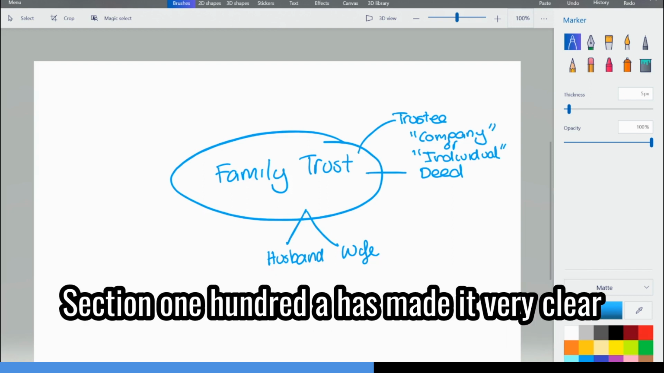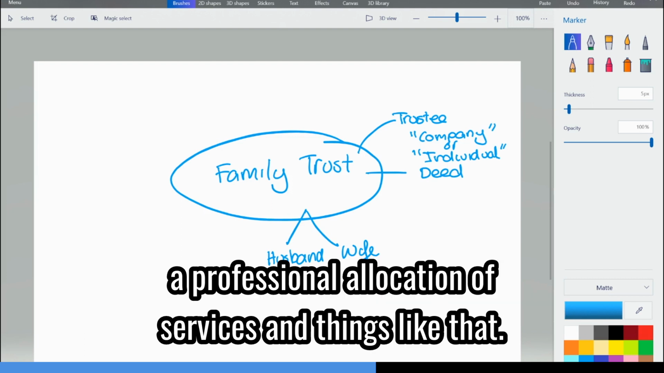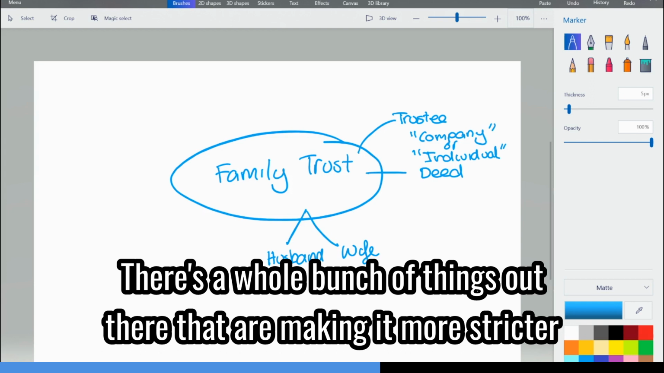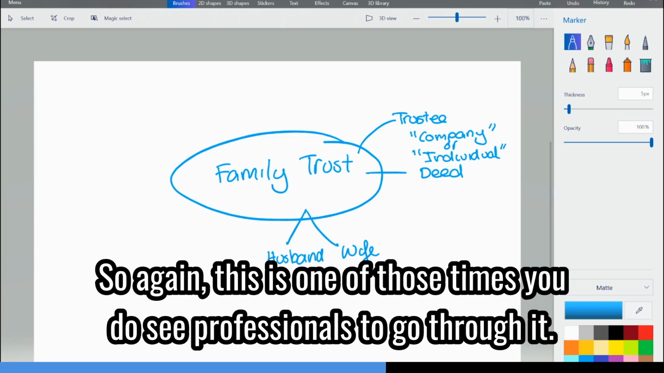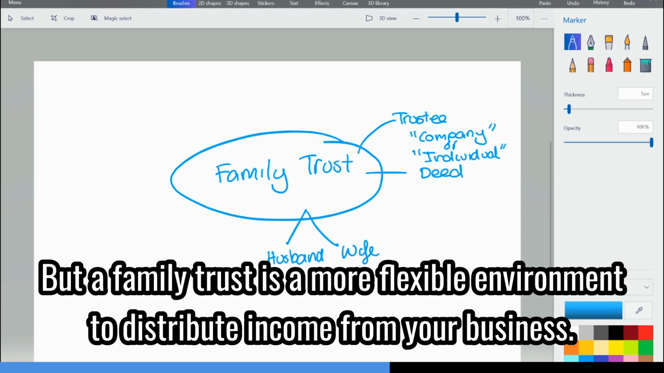Section 100A has made it very clear, and professional allocation of services and things like that. There's a whole bunch of things out there that are making it stricter on what you do in the family trust and what rules and tests you have to pass. So again, this is one of those times you do see professionals to go through it. But a family trust is a more flexible environment to distribute income from your business.